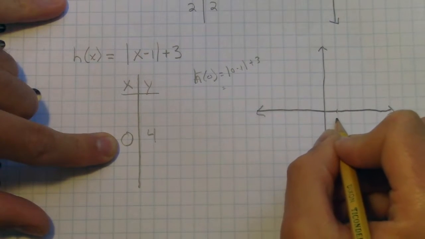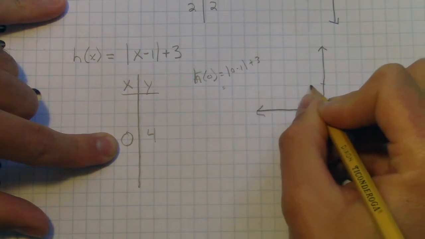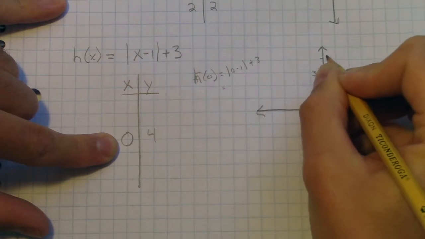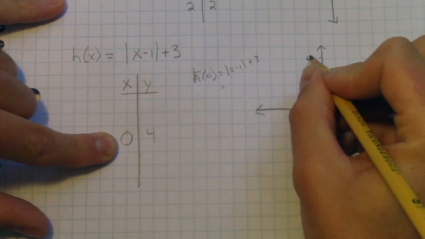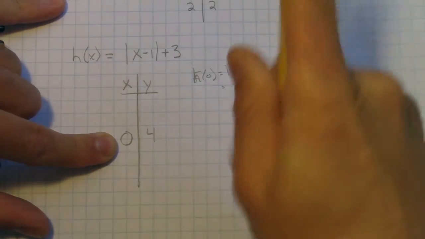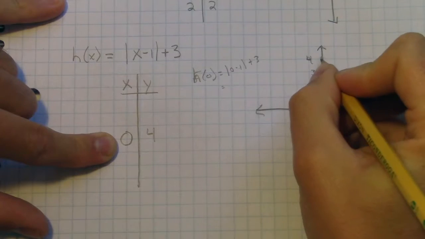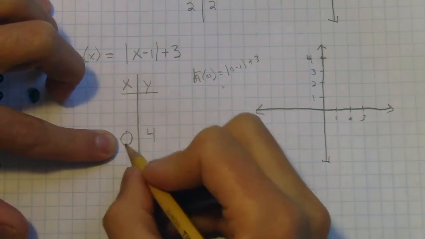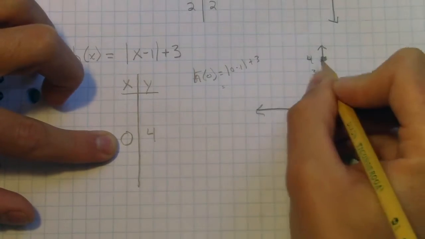And again, I need my scale here. I'm going to count by 1s for every one of these lines I see. So when x is 0, I get an output of 4. I messed that up here. When x is 0, I get an output of 4. Yeah, that's right. So (0, 4) is on the graph.